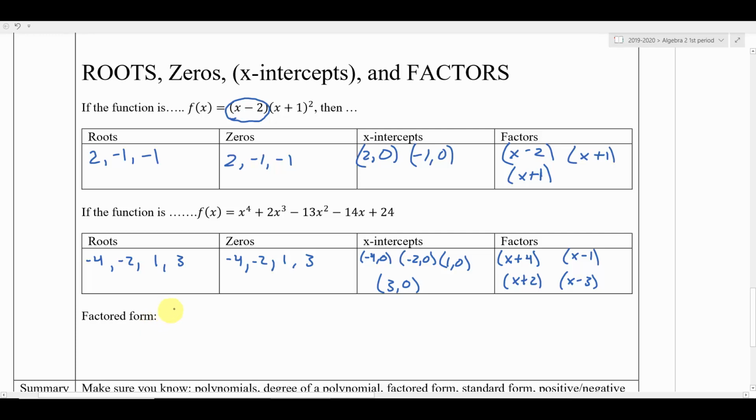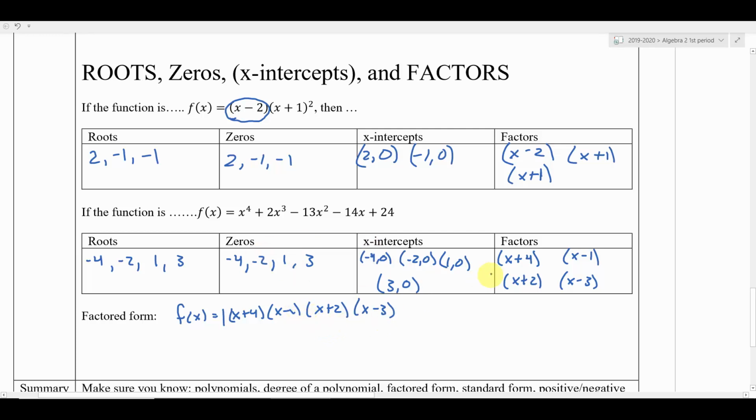And then I can actually write the factored form, so I can say f of x equals, and I could say, okay, well, I've got x plus 4 times x minus 1 times x plus 2 times x minus 3. And then to get my leading coefficient out front, I just look at the leading coefficient in standard form. It was a 1, so the leading coefficient in factored form will also be a 1. So these are actually the same polynomial. One is in standard form, one is in factored form here.